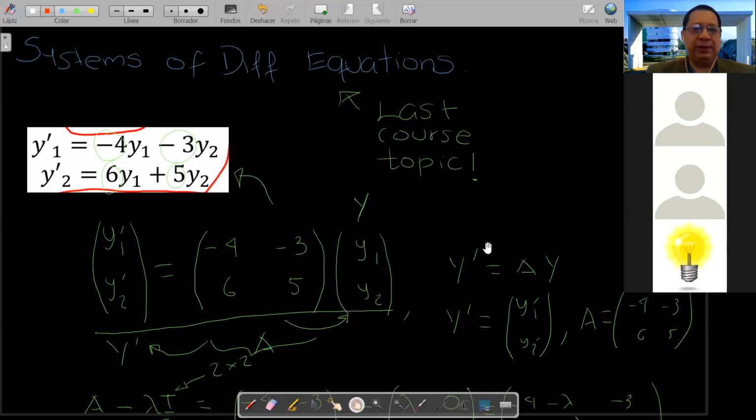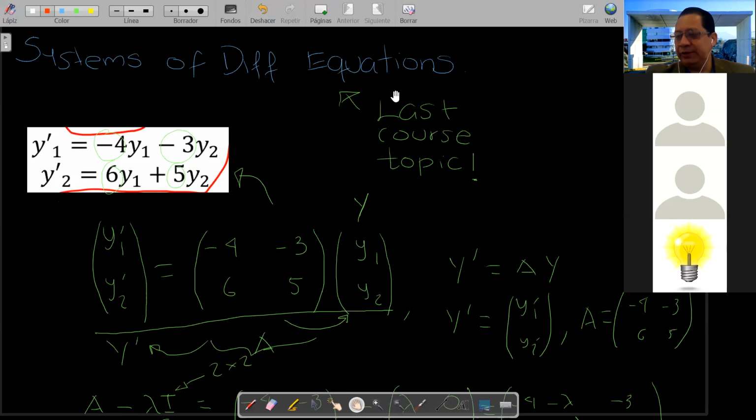So we can see here on the screen a homogeneous system of equations. You can see that there are no independent terms. All of the terms involve y1, y2, or one of their derivatives. So we have two equations, a system of two equations with two unknowns. In this case, the unknown functions are y1 and y2, but they can be called anything.